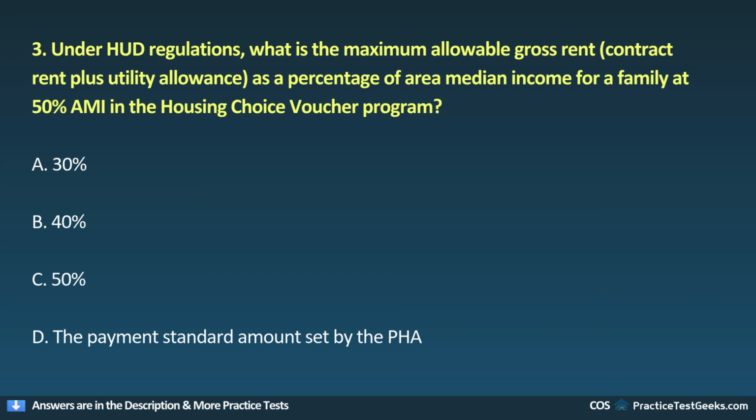3. Under HUD regulations, what is the maximum allowable gross rent, contract rent plus utility allowance, as a percentage of area median income for a family at 50% AMI in the Housing Choice Voucher program? A. 30%. B. 40%. C. 50%. D. The payment standard amount set by the PHA.